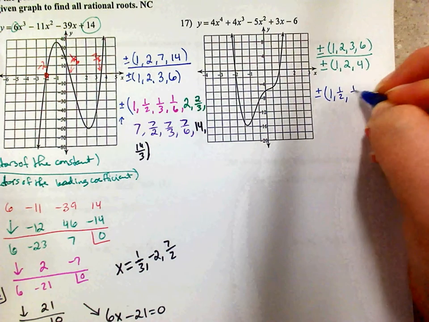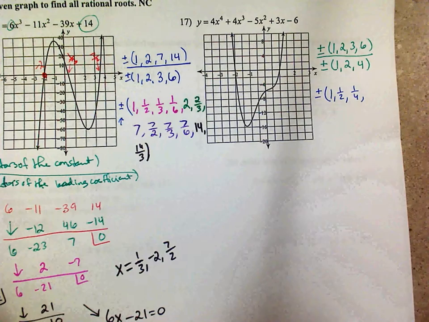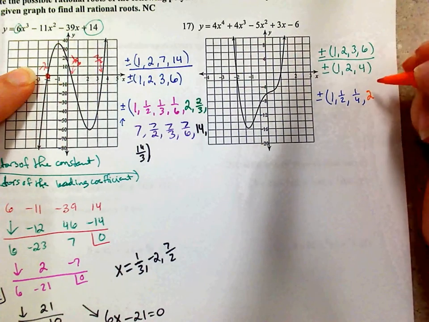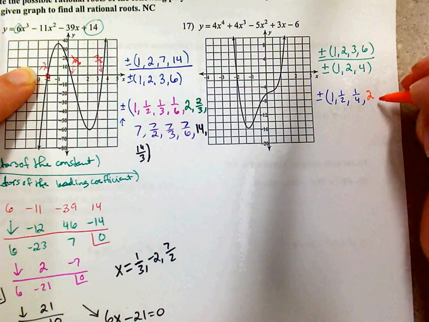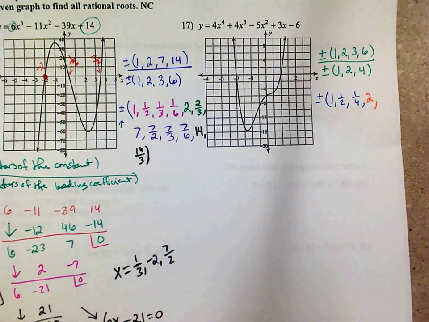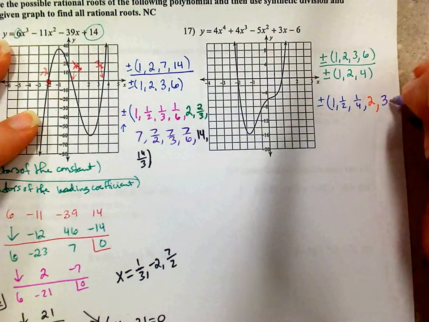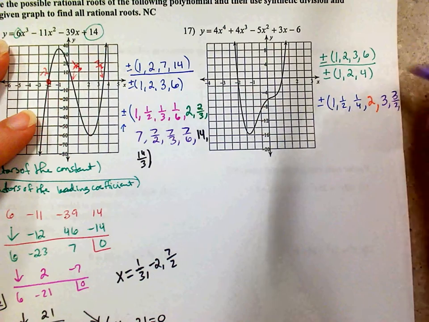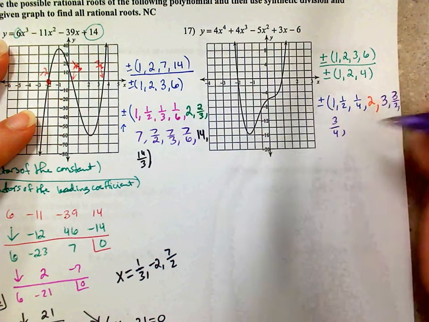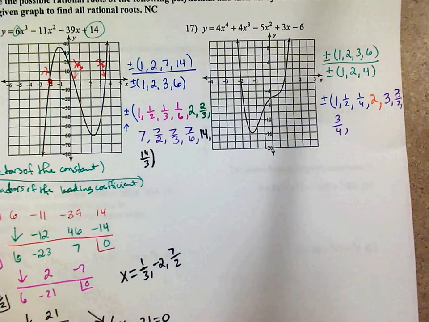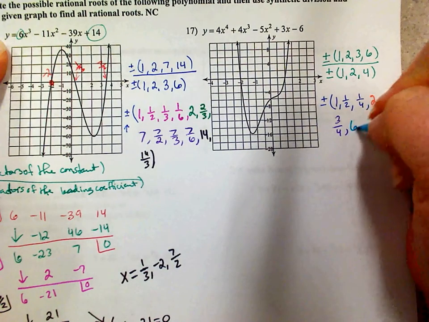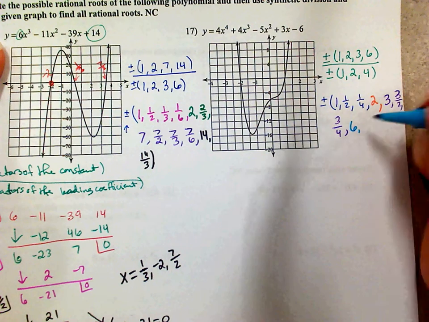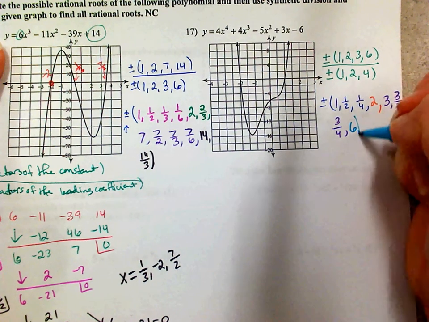And then what? 2 divided by 1 is 2, 2 divided by 2 is 1, 2 divided by 4 is 1/2, which we already have. 3 divided by 1 is 3, 3 divided by 2 is 3/2, we don't have that. And 3 divided by 4. And now we have 6. 6 divided by 1 is 6. 6 divided by 2? 6 divided by 4? 3/2. So we already have it. There we go.